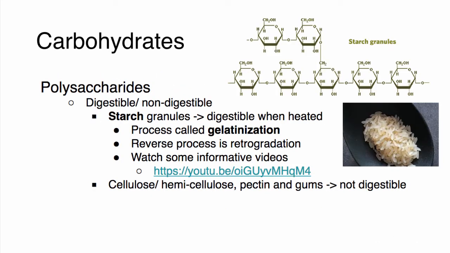So carbohydrates can also be really, really long molecules that are composed of multiple monosaccharides joined together. These we call polysaccharides. So it's more than two, it's a polysaccharide. And one of the traits that they have is that they can be digestible or non-digestible. So starch is a digestible polysaccharide, but only when it's heated.